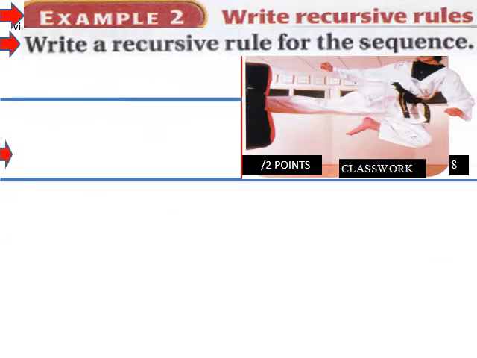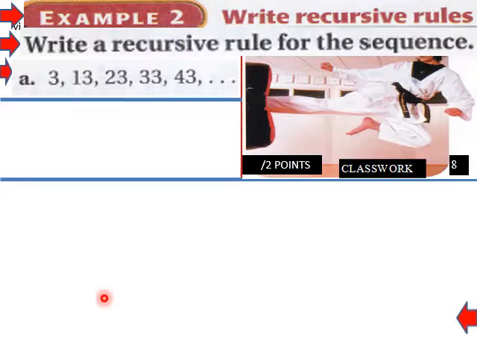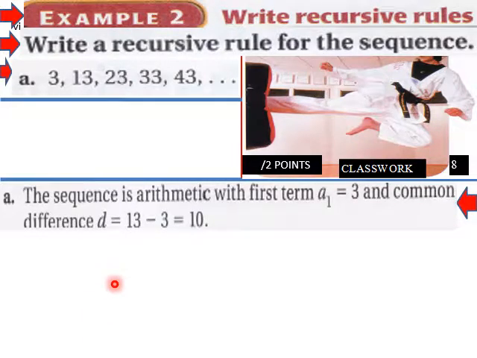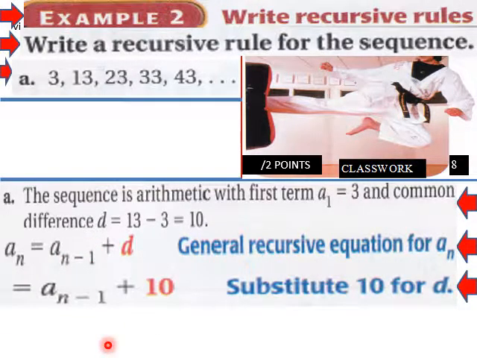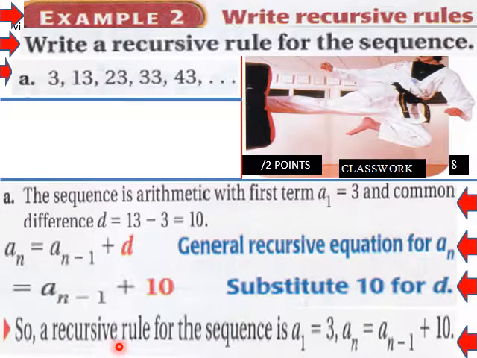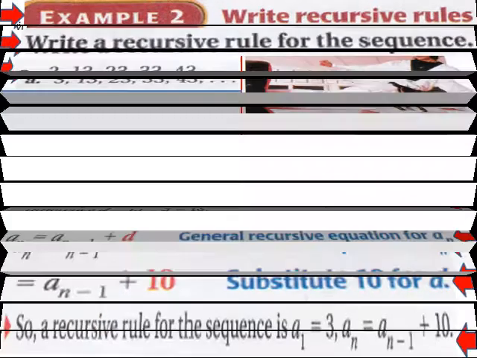Okay, so going back to example 2, write a recursive rule for the sequence. Here's our sequence. The sequence is arithmetic. The first term is 3, and the common difference is 10. So we plug that in now into our general recursive equation, a sub n minus 1 plus 10. Substitute 10 for d. So the recursive rule for the sequence is a sub 1 equals 3, and a sub n equals a sub n minus 1 plus 10 is what we come up with there.